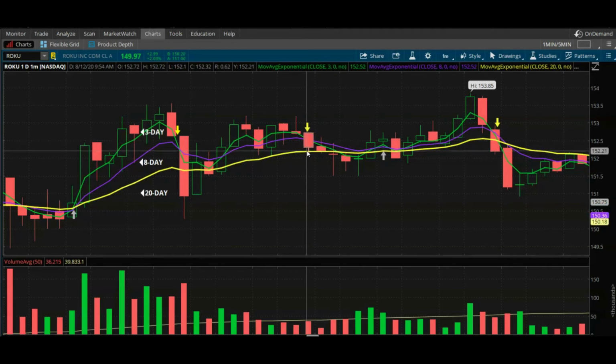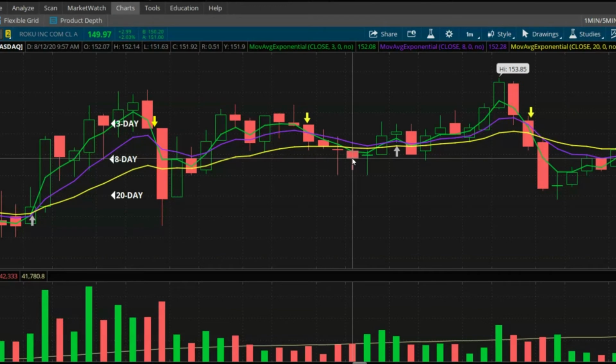So we stay in this trade. Stay in the trade. It closes below all 3. Normally speaking, I'd be out of this trade, but look what happens the very next minute. A green candle.